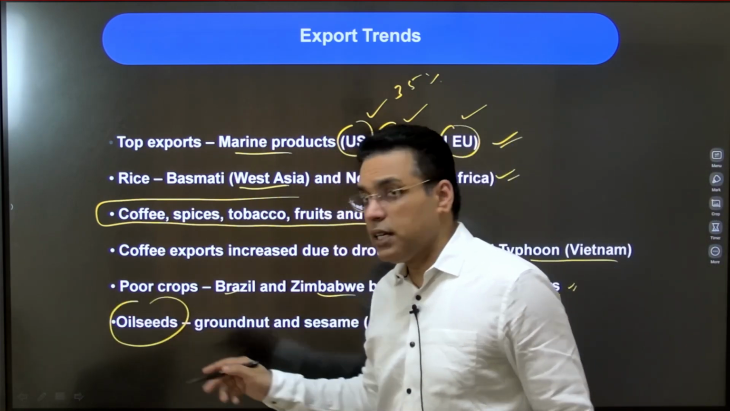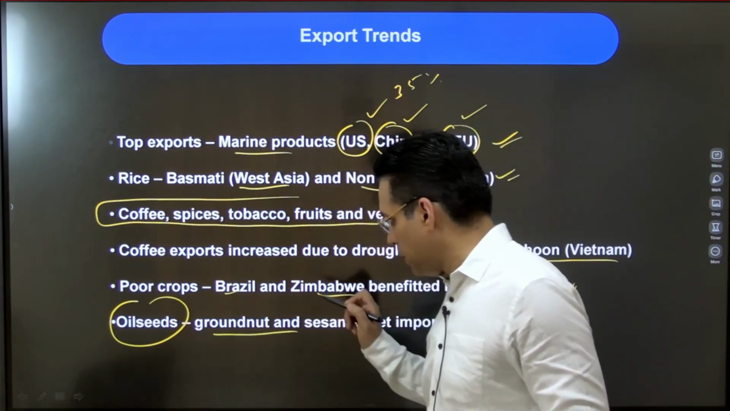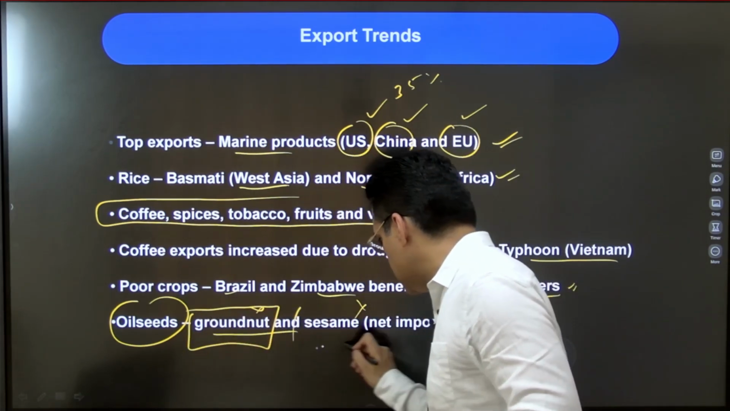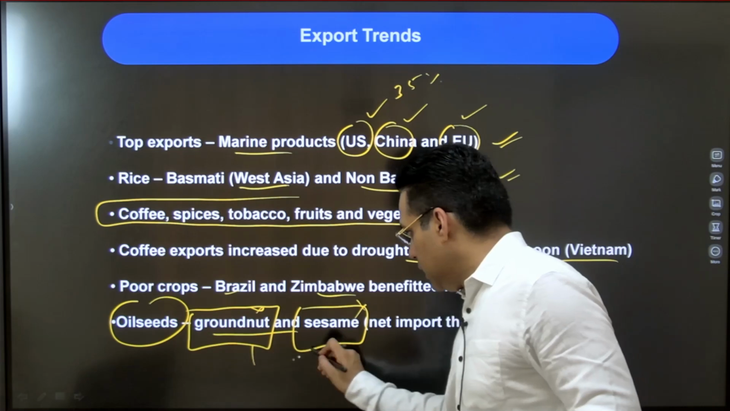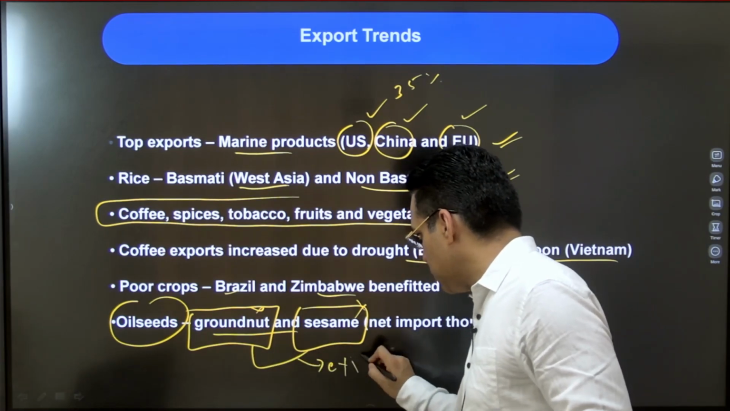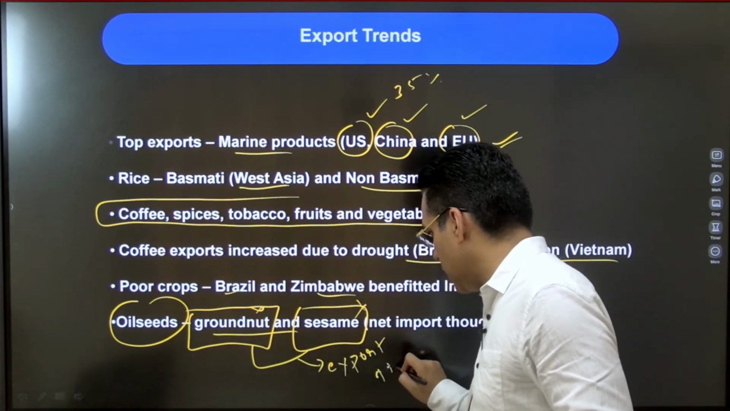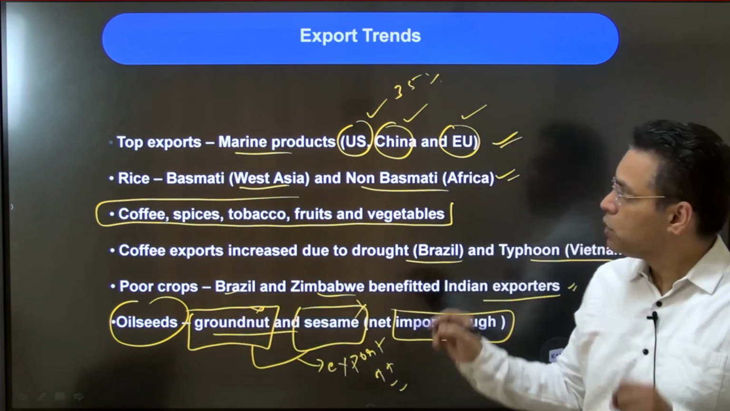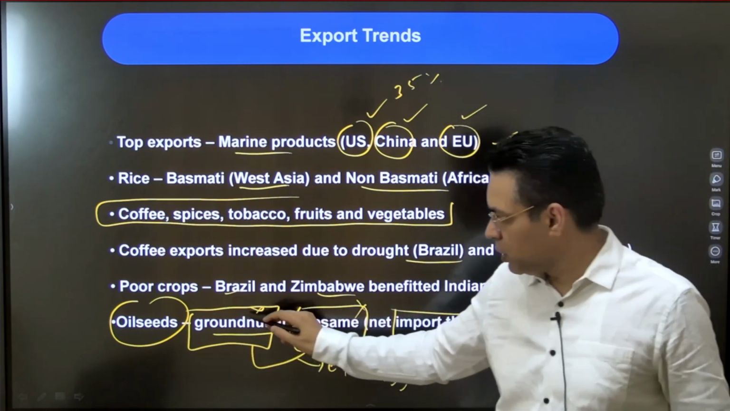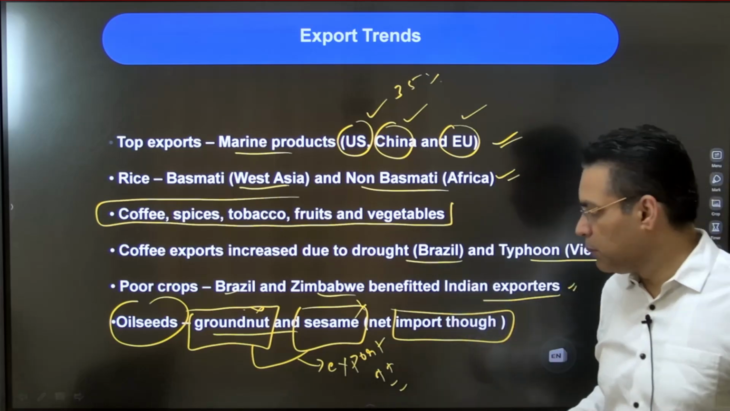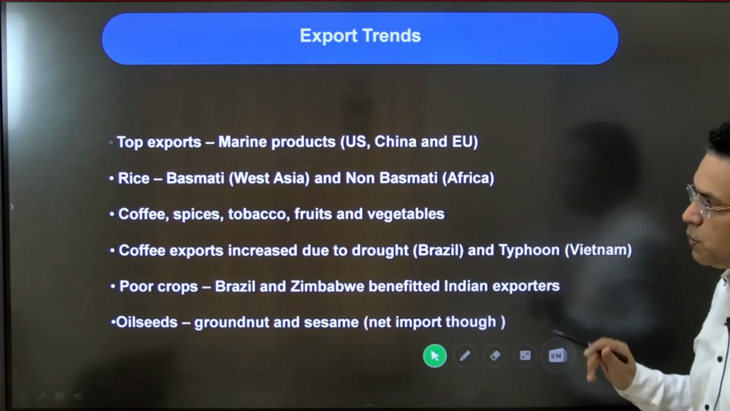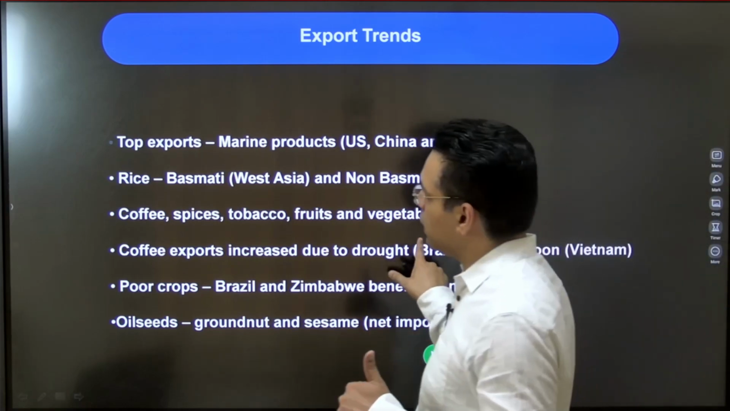Then oil seeds. Now oil seeds, India is a net importer, but now remember there is an exception. Now this is again important for prelims examination. Groundnut and sesame, India is exporting more. So exports are higher, but for oil seeds overall, the imports are high. In general, groundnut and sesame, India is exporting more in comparison to the other oil seeds which are being imported. So this is the export trend of India's economy.